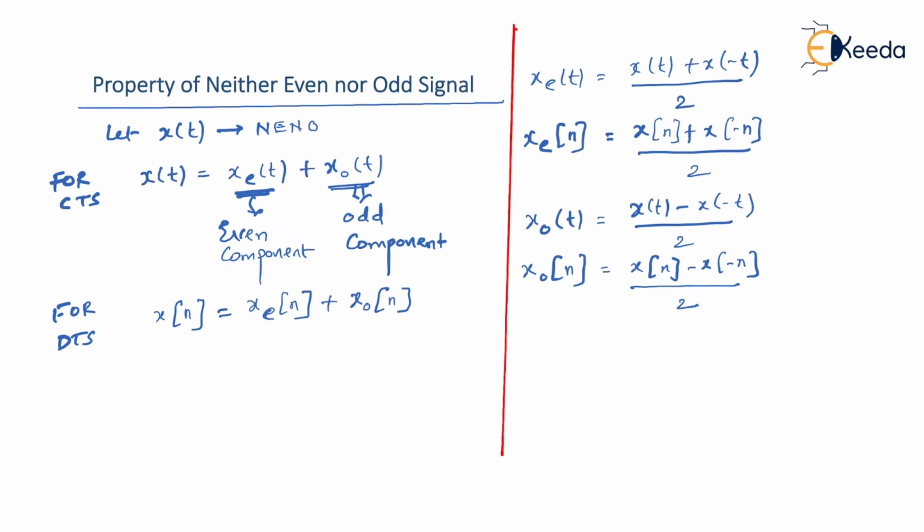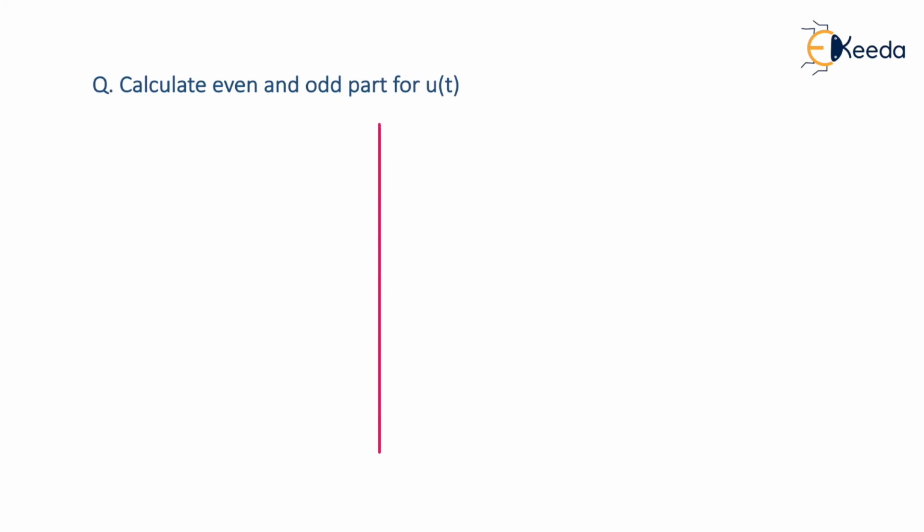Let us solve one problem based on this. Here is the question: calculate the even and odd part of u of t. Let us begin. You know very well how u of t looks. This is the given signal u of t. We know that u of t is always 1 for t greater than 0, and it is equal to 0 for t less than 0. This is u of t.